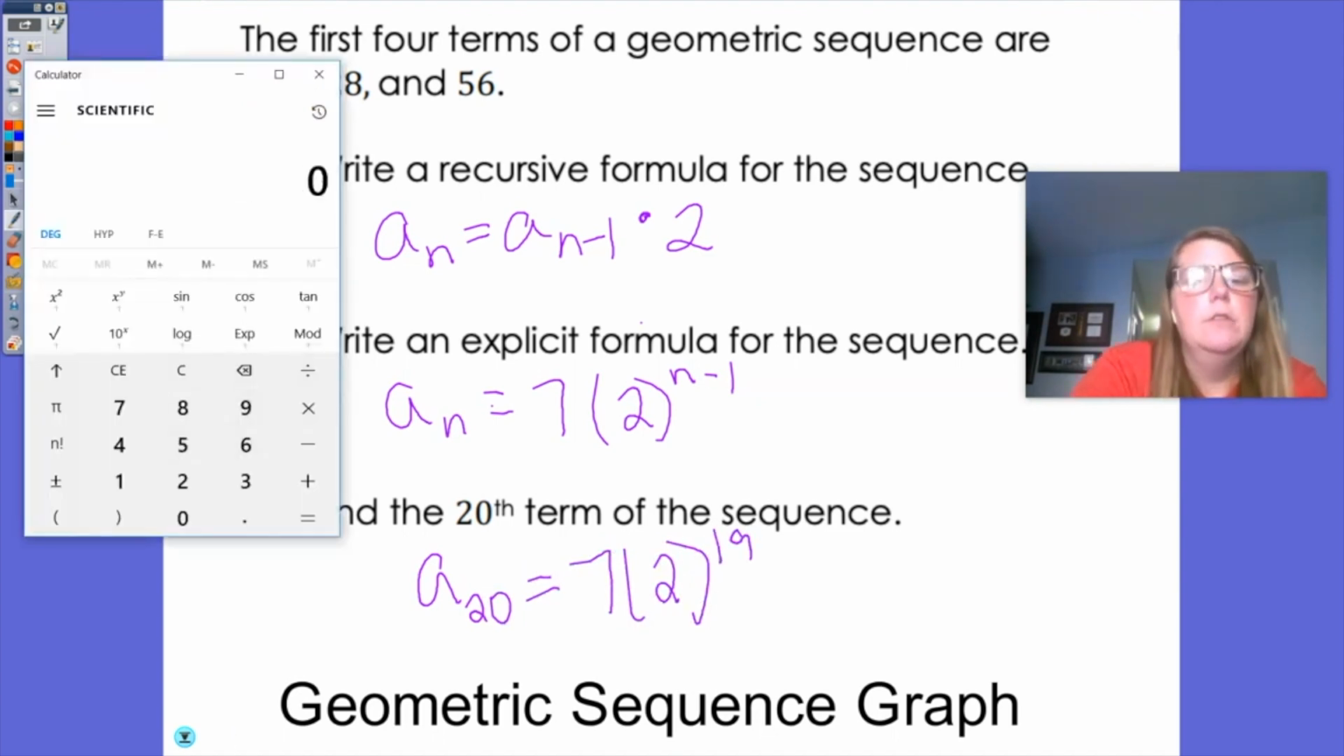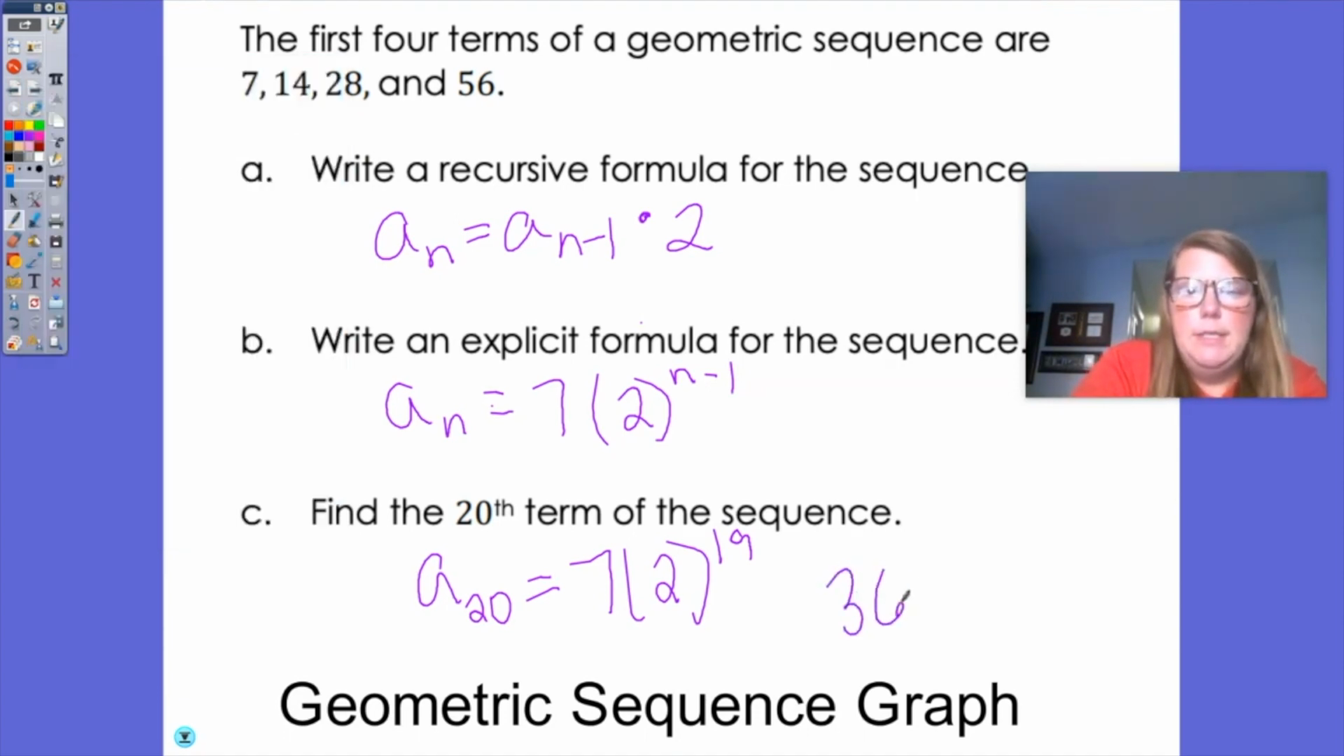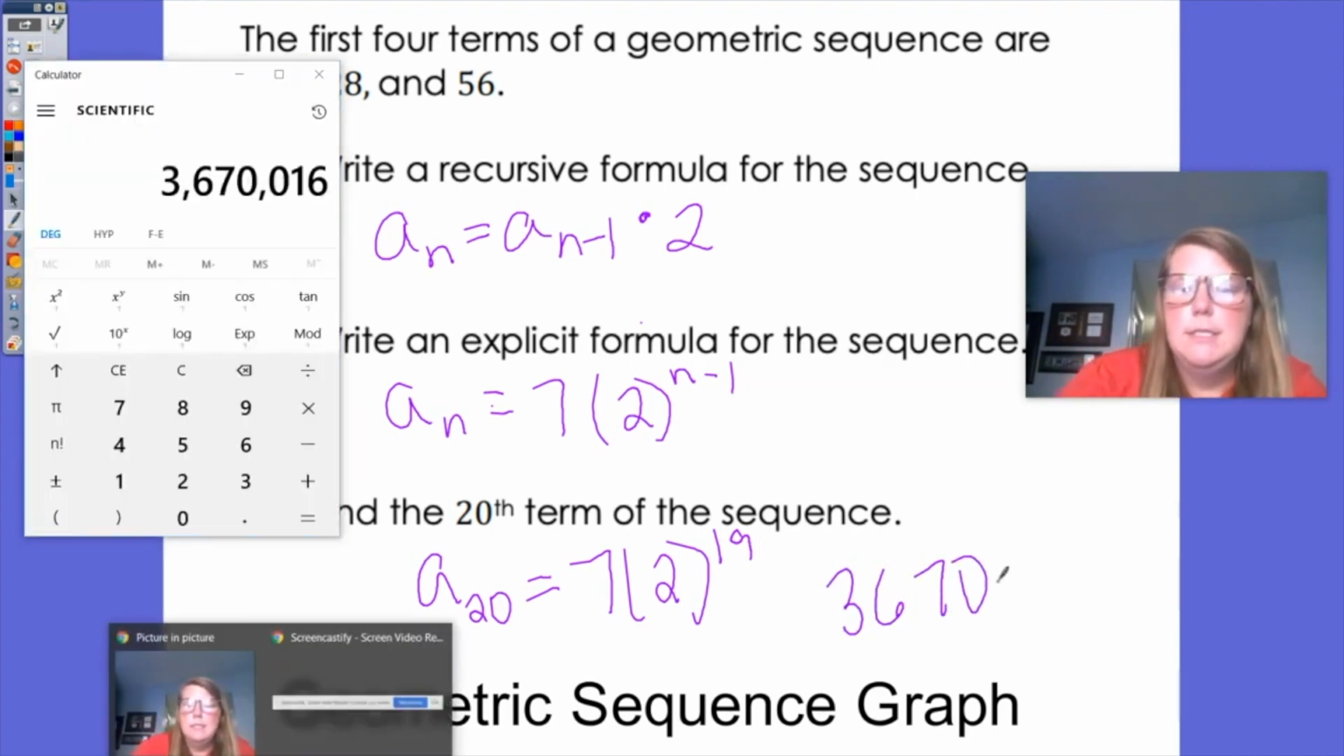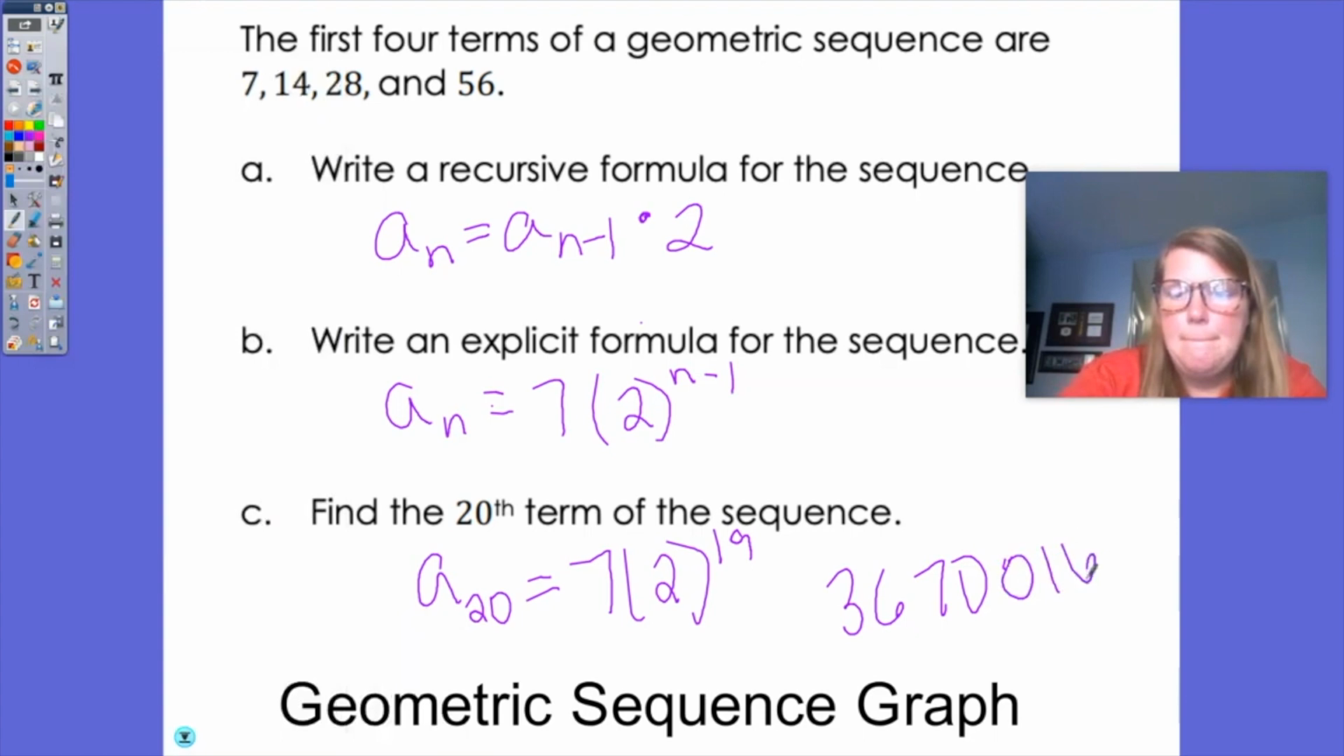So let's clear this out. So we want to take 2, we're raising that to the 19th power, and then we're multiplying that all by 7. So that's 3,670,016. And that would be the 20th term of the sequence.